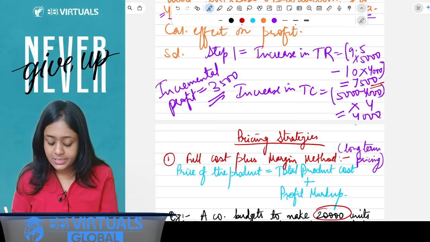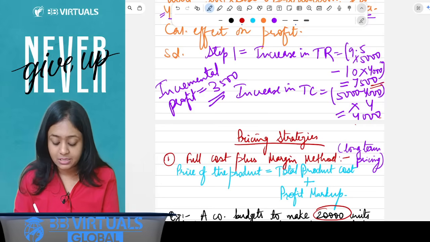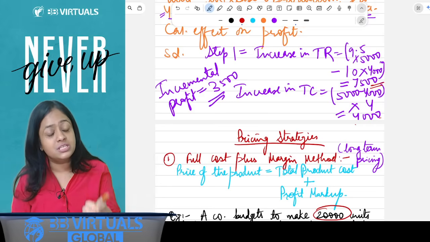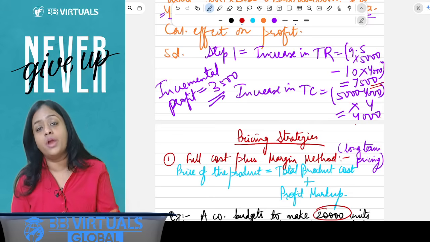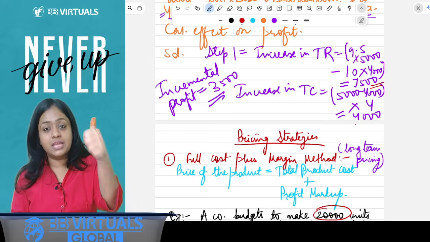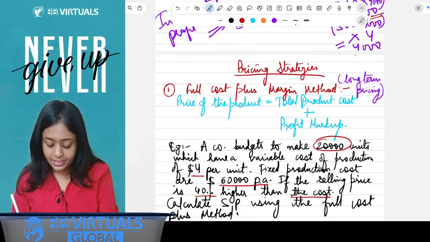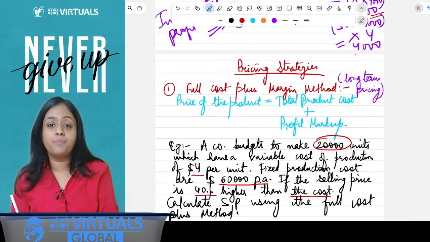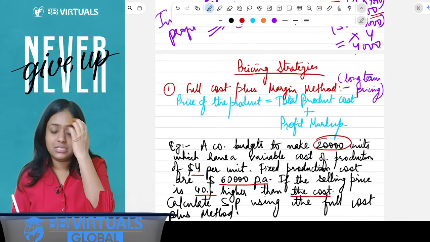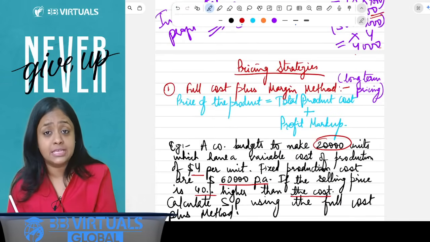As you can see, the incremental profit is 3,500. So it is positive. It is a profit. So we should go ahead with this volume discount and give a thumbs up that yes, this volume discount will be undertaken. Now let's discuss the different pricing strategies for an entity that can be adopted for fixing price.